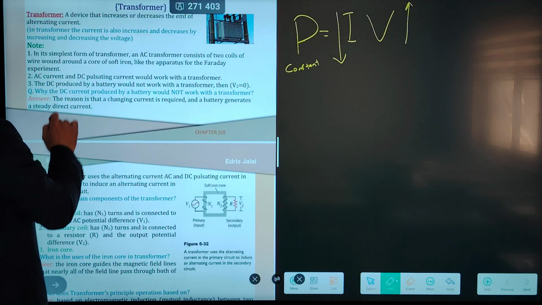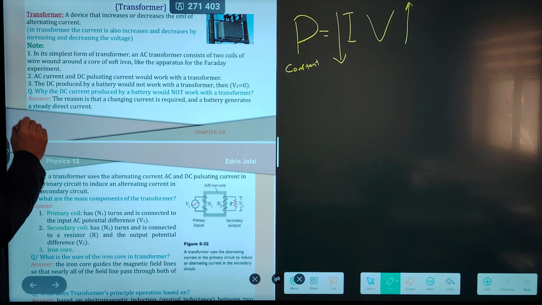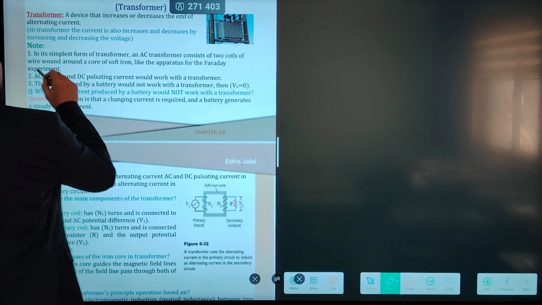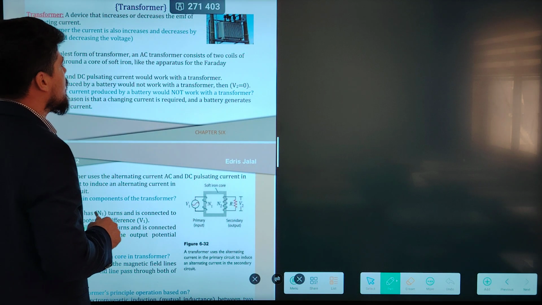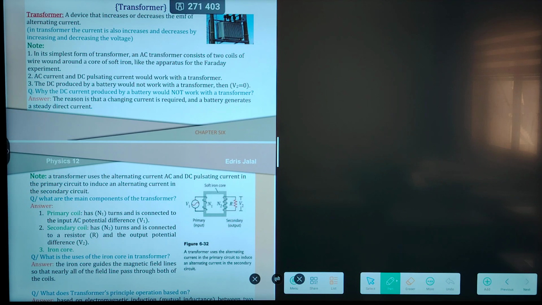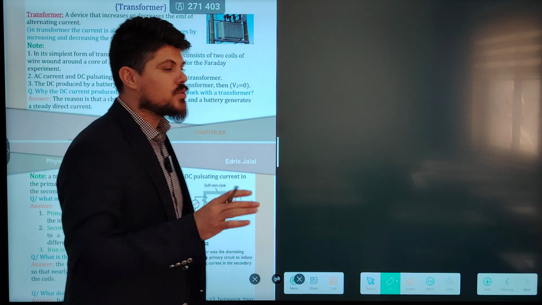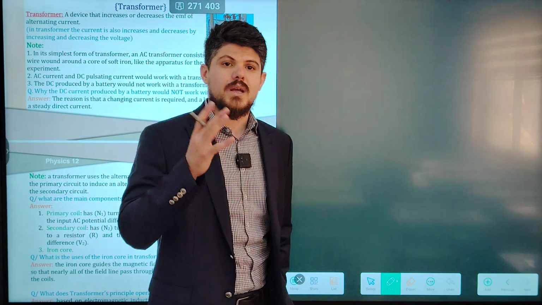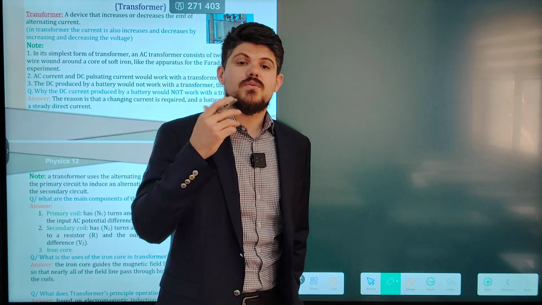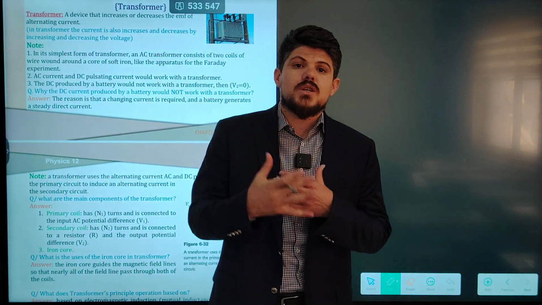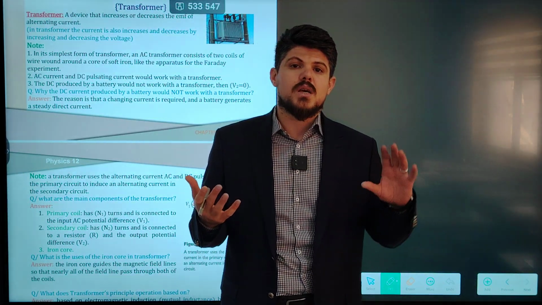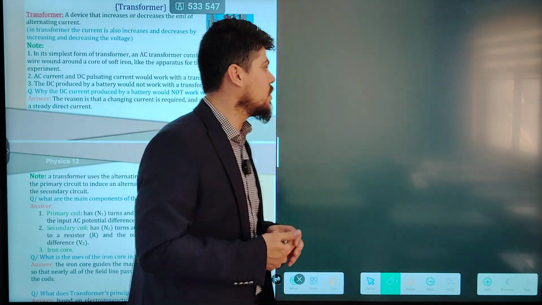In its simplest form, an AC transformer consists of 2 coils. How many coils? 2 coils of wire wound around a soft iron core, like the apparatus of Faraday's experiment. AC current and DC pulsating current will work with the transformer. A transformer with a DC battery does not work, because the flux doesn't change; the magnetic field doesn't change in DC current. That is why in a transformer we need a change in magnetic field, change in current or change in flux. Without a change in flux, there will be no induced current in the secondary coil.